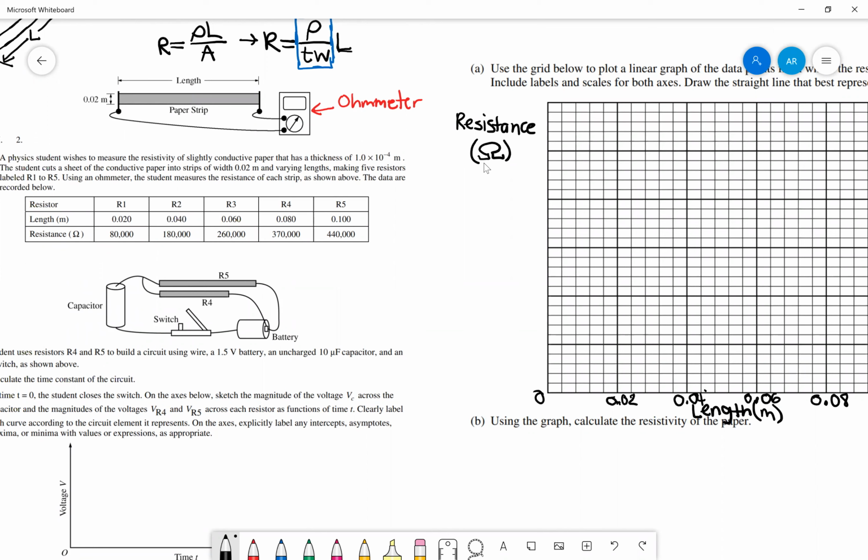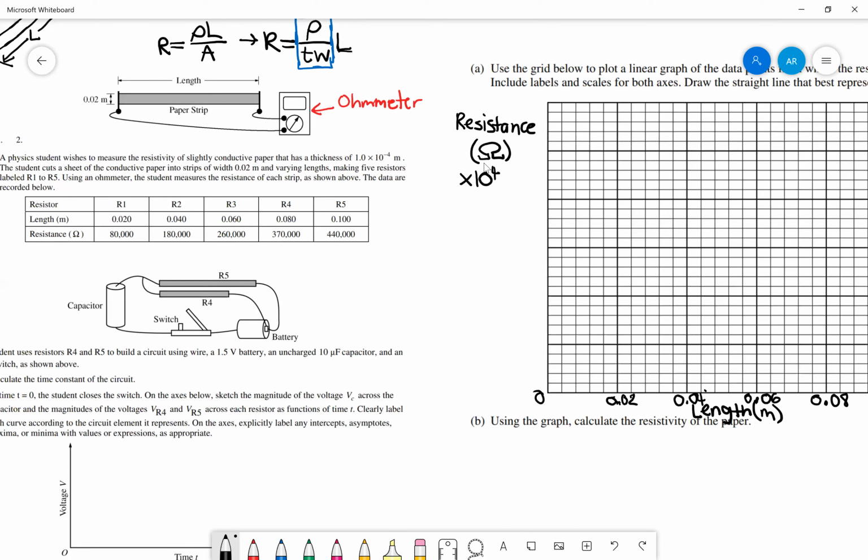Now, what should we scale for our resistance? You can see it ranges from 80 to 440,000. How can we scale the graph accordingly? What I'm going to do is add times 10 to the 4. The reason why I'm doing this is that I am magnifying all the values I put on the vertical axis by 10,000, because it allows me a lot of space.